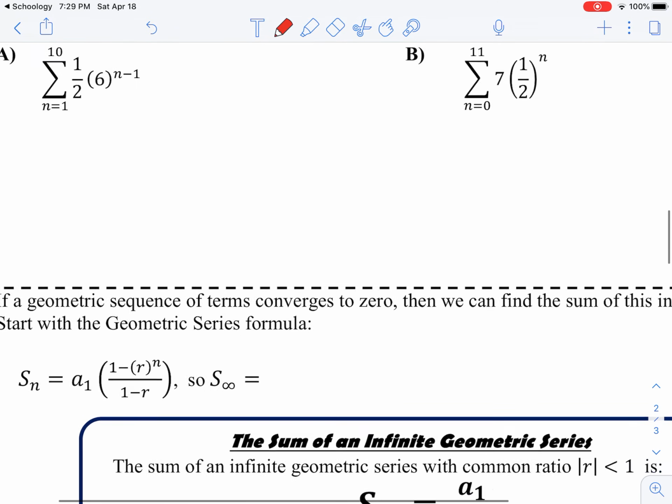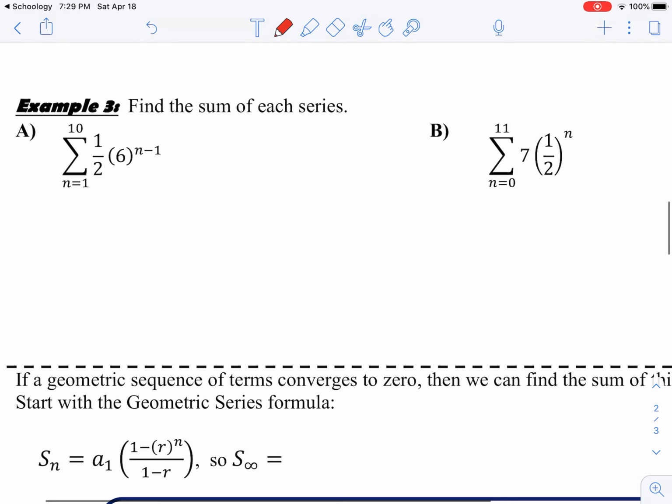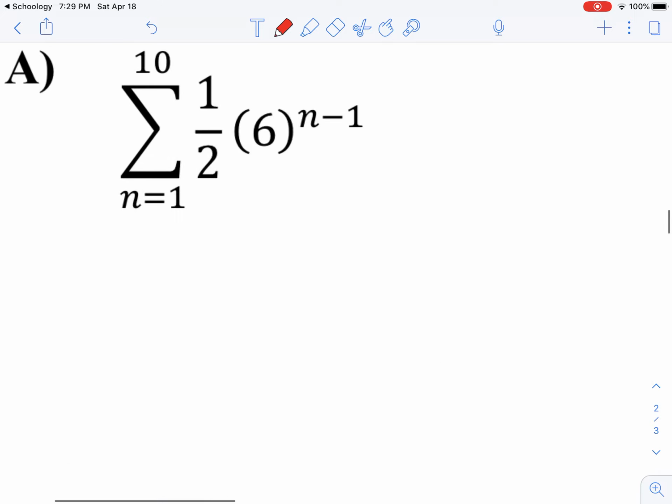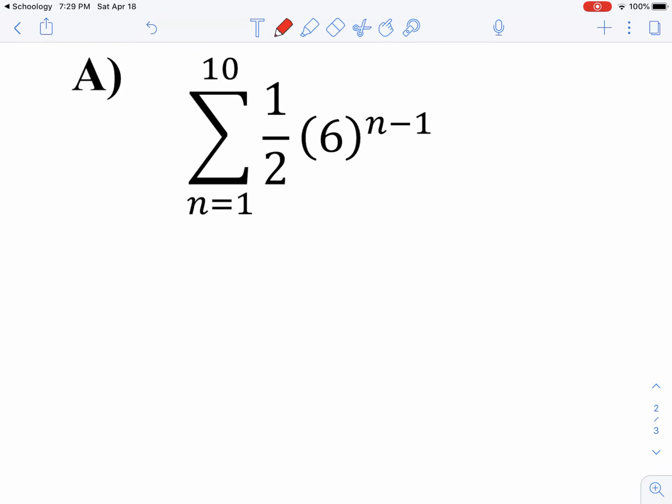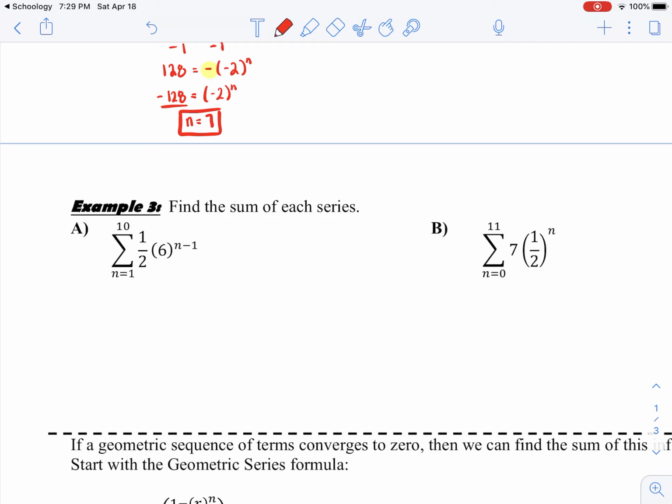Okay, so next two here, find the sum of each series. They're just written differently, but they mean the exact same thing. We know how to do these problems where I can plug in 1, I can plug in 2, I can plug in 3, all the way up to 10, and then add them all up. But it's just a lot of work, right?